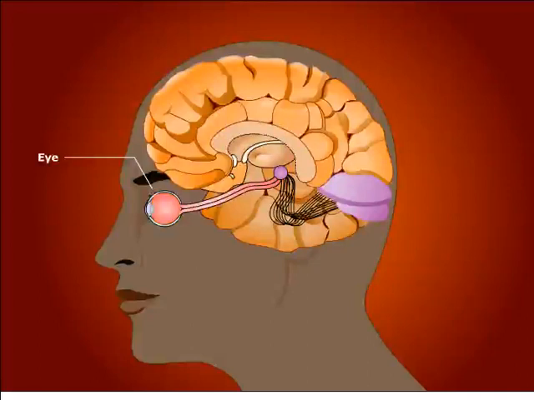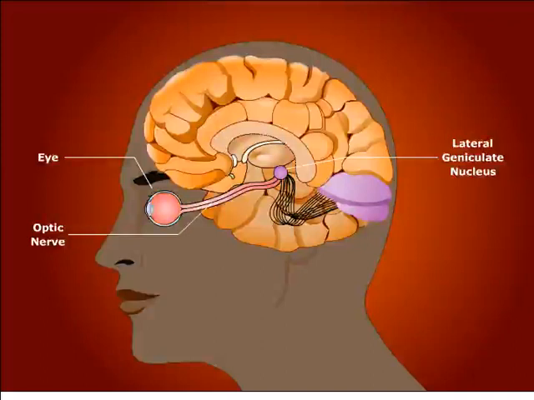The retina transforms light into electrical impulses. The electrical impulses travel via the optic nerve, passing through the optic chiasm and the optic tract, to reach the lateral geniculate nucleus of the thalamus. It then continues through the optic radiation to ultimately reach the primary visual cortex in the occipital lobe.